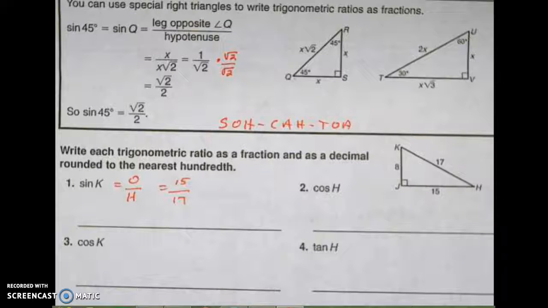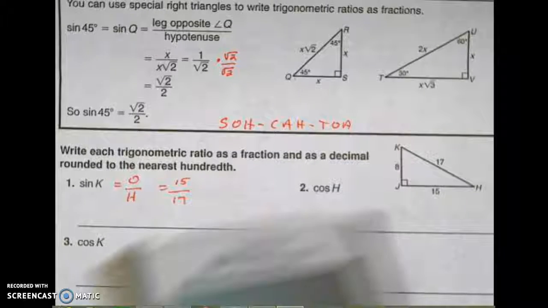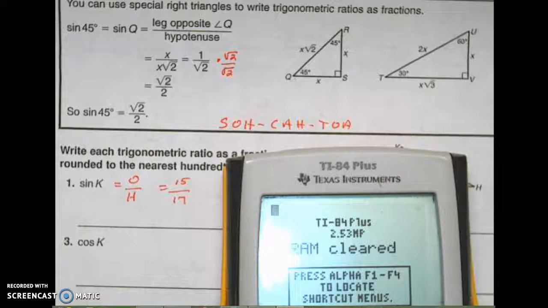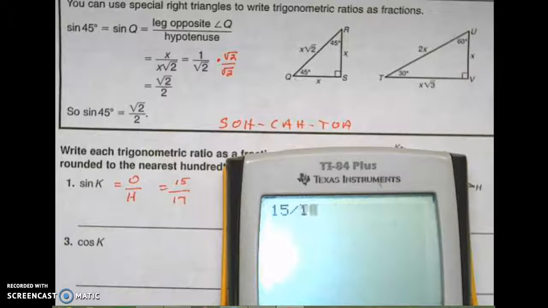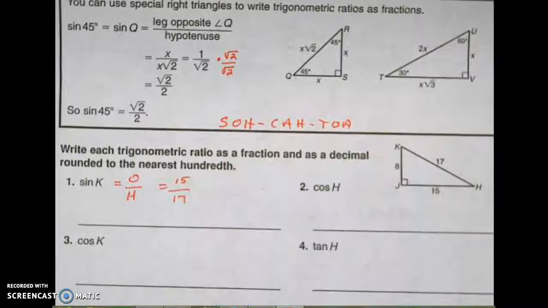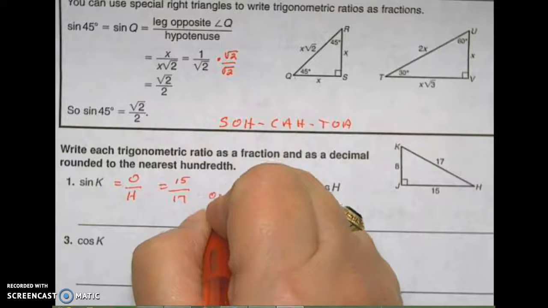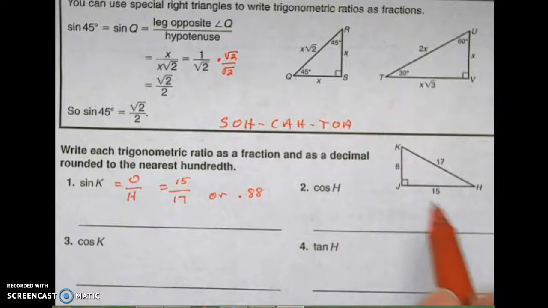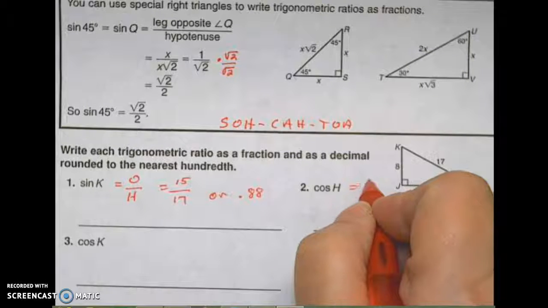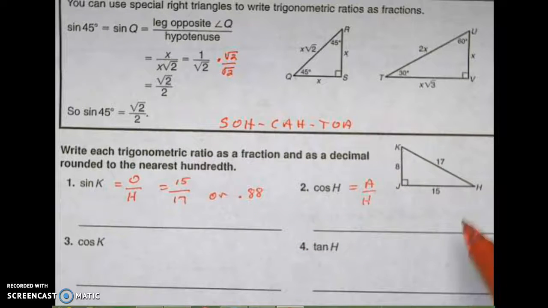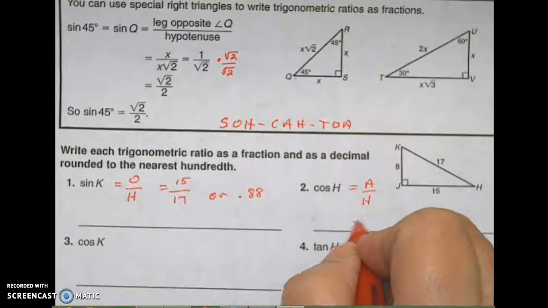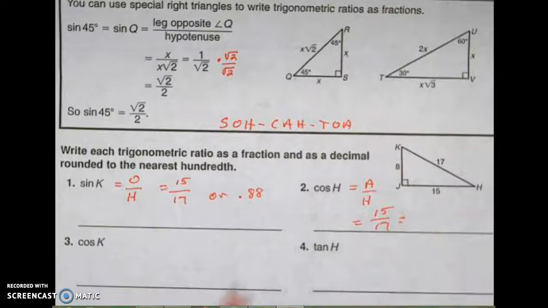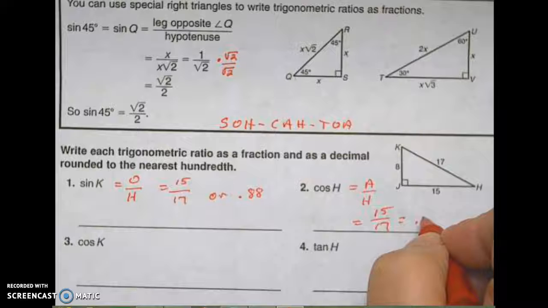If I wanted to figure out what that is as a decimal value, I just go ahead and put that in my calculator, to get 0.88. If I want the cosine of angle H, that CAH, cosine means adjacent over hypotenuse. So if looking at angle H, my adjacent side is 15, my hypotenuse is 17. And that's going to give me my same decimal value of 0.88.